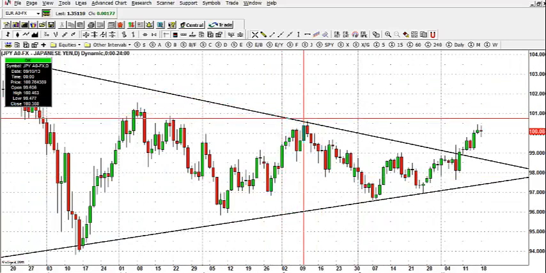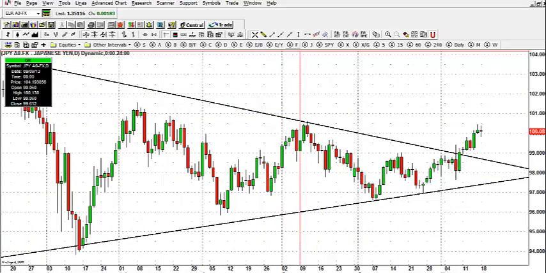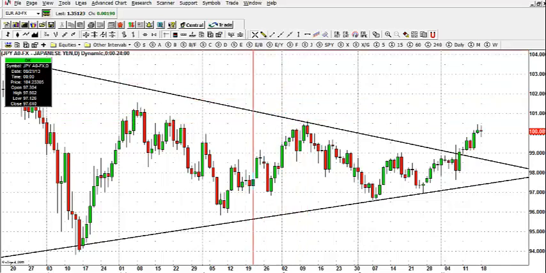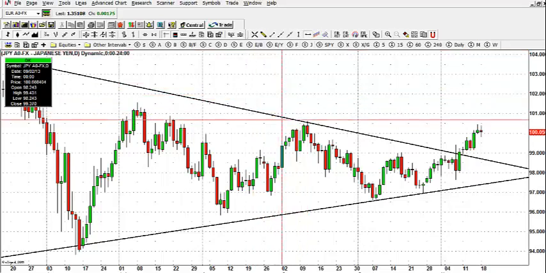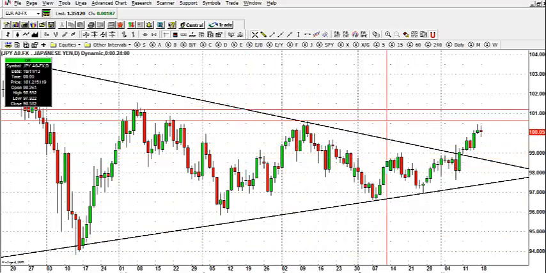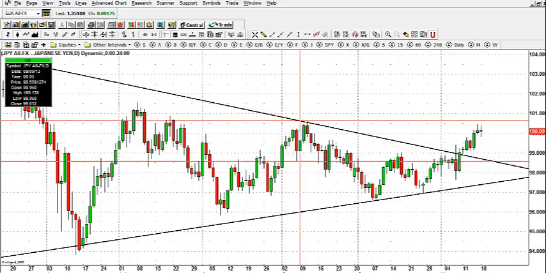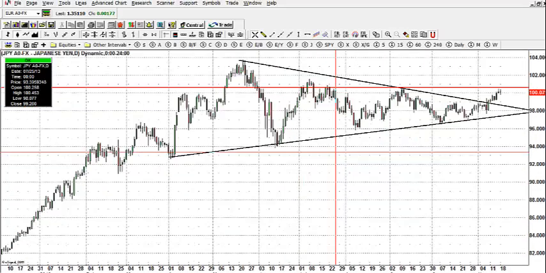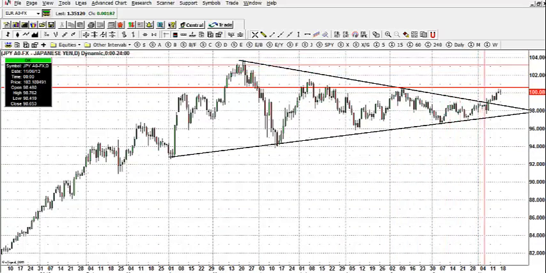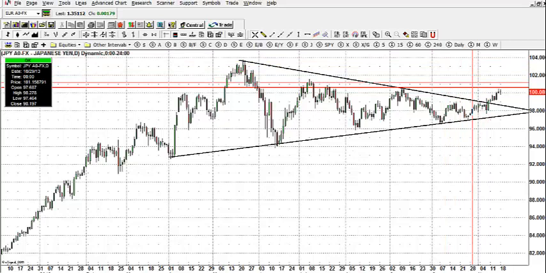Now for the bulls to gain more confidence, we would have to see a close above 160. This 160 level, the market has to close above it for the bulls really to get the upper hand. And if it does close above 160, we should see the market test the 104 level.